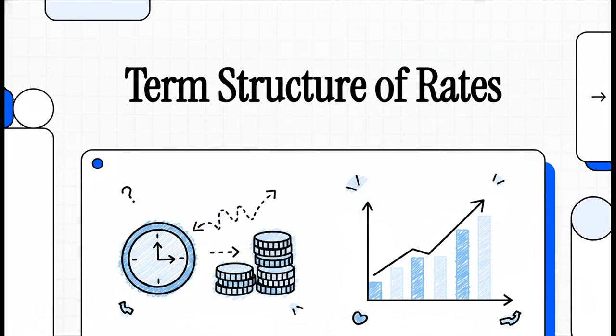Here's a question for you. Have you ever wondered why getting a 30-year mortgage is a totally different ballgame than, say, a 1-year loan? It's the same money, right? So why does the price, the interest rate, change so much depending on the timeline? Well, we are about to crack that code by diving into something called the term structure of interest rates.